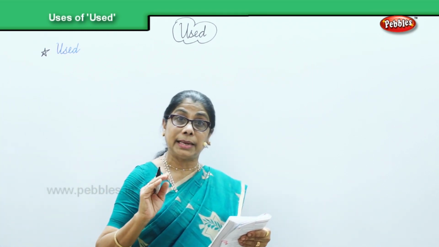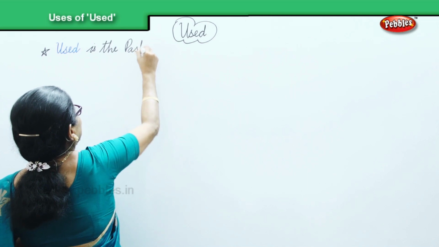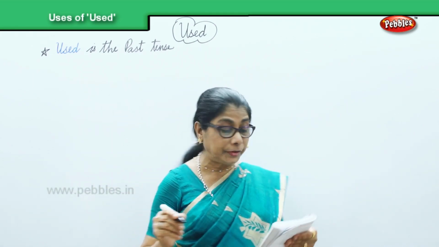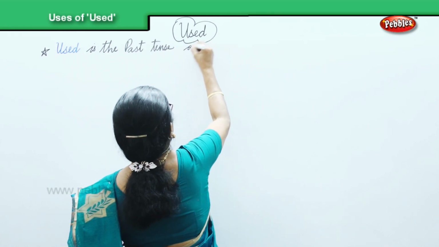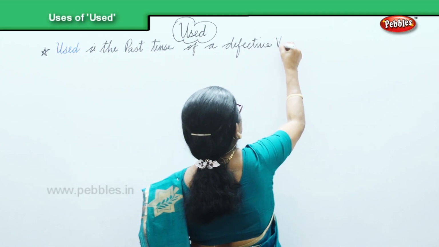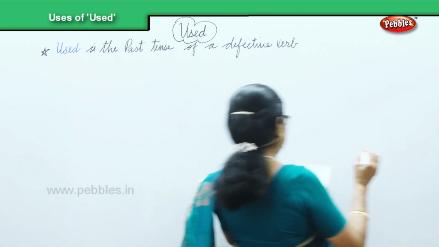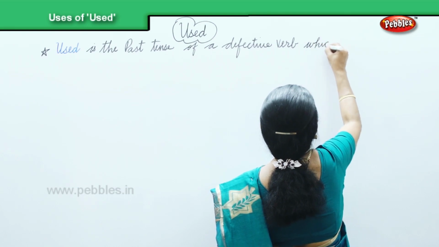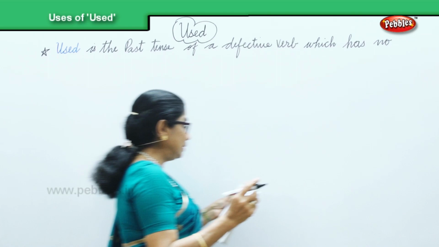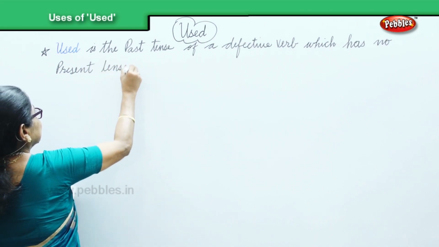Used is the past tense. Used is the past tense of a defective verb, which has no present tense.